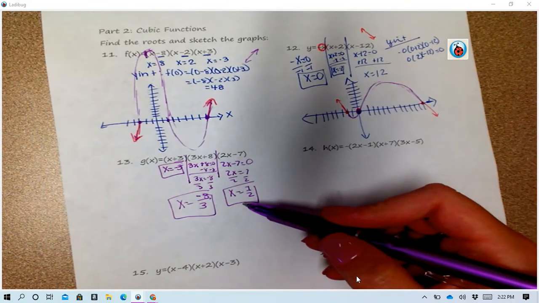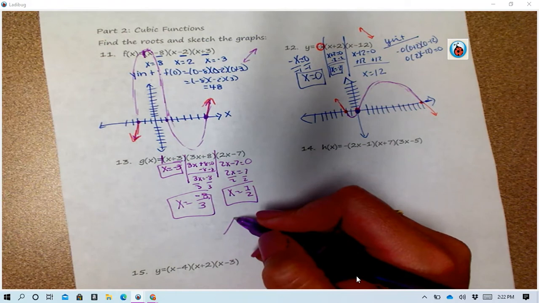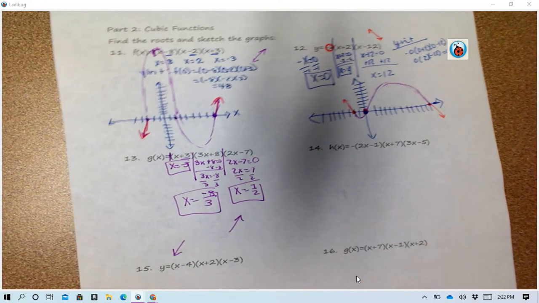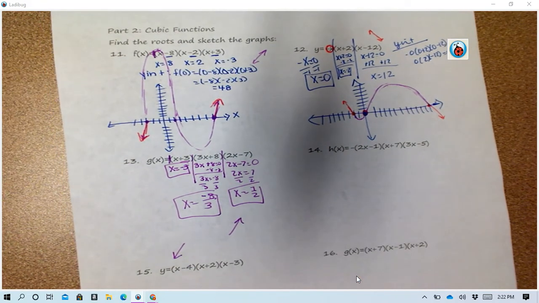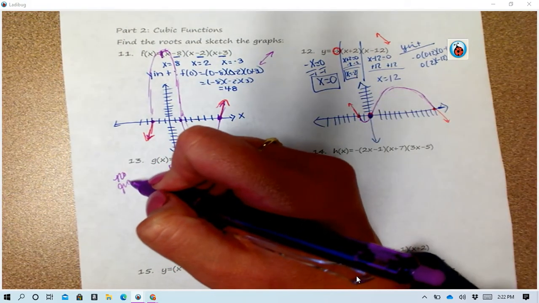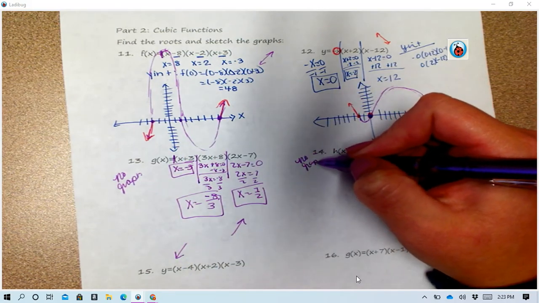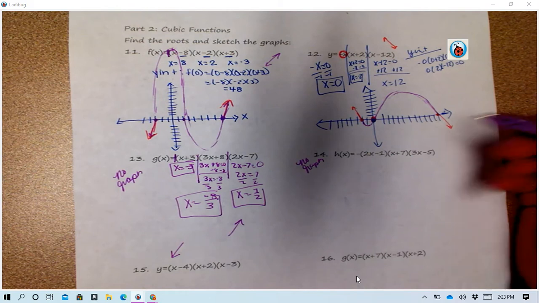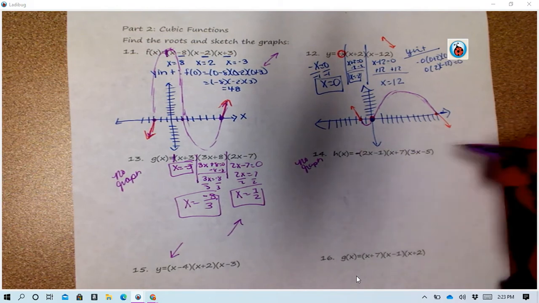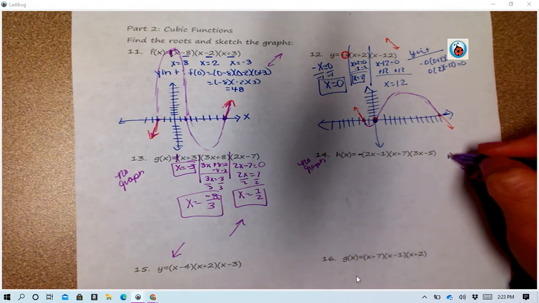But what you do need to know is that your end behavior is there's a +1 out front, so your tails would look like that of a line with a positive slope. I'm not going to graph 14 either, only because that is also going to give you fractions. It is a negative coefficient out front, so this would look like a line with a negative slope.